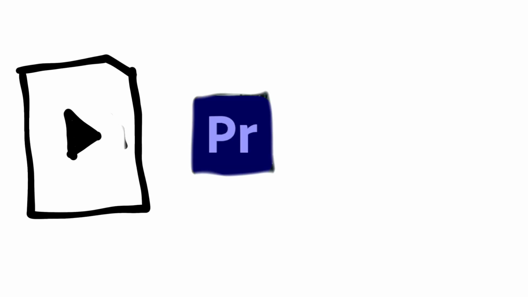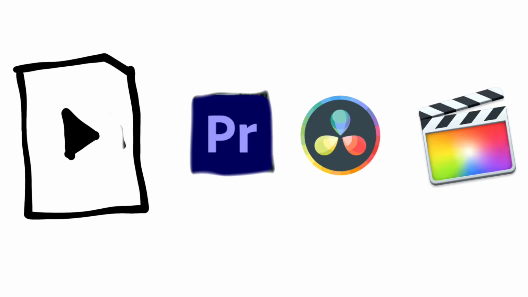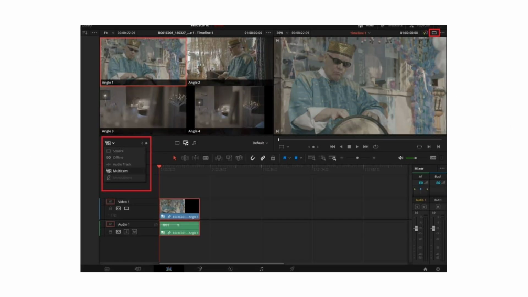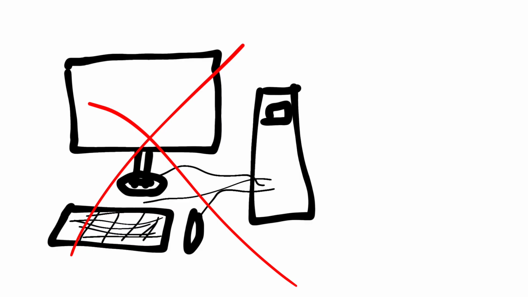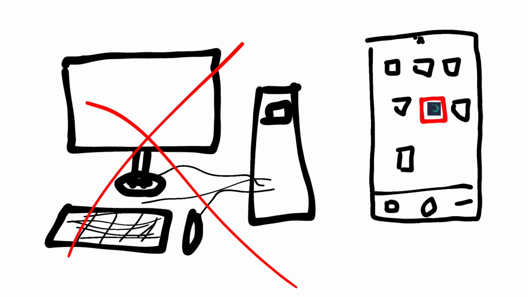Once you have your synced footage, you typically use powerful computer software like Premiere Pro, DaVinci Resolve, or Final Cut Pro. They have a dedicated multicam feature that lets you cut between angles in real time. It's incredibly smooth. But what if you don't have access to a computer? What if all you have is your smartphone?